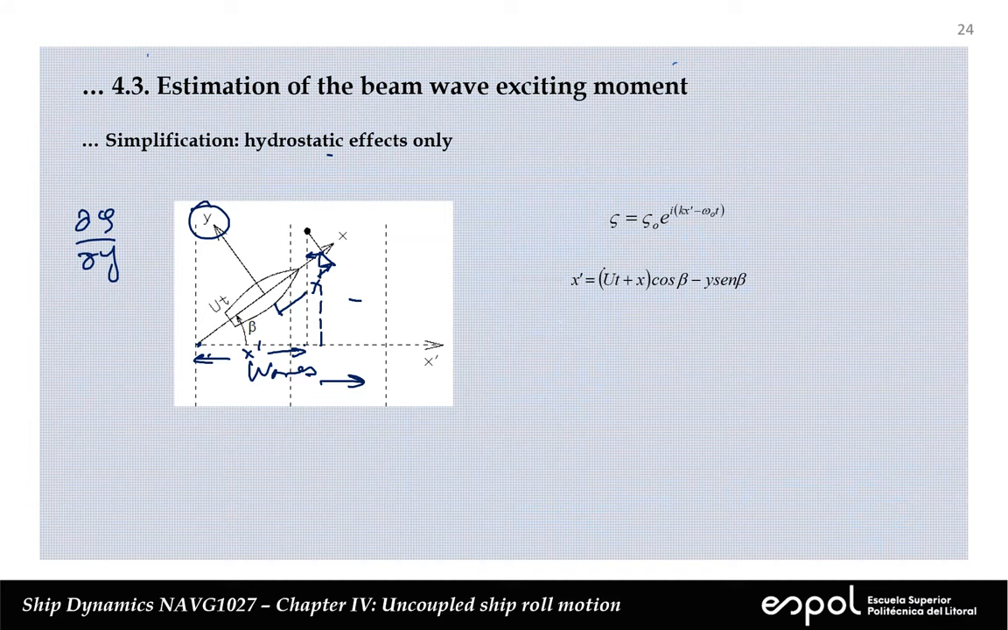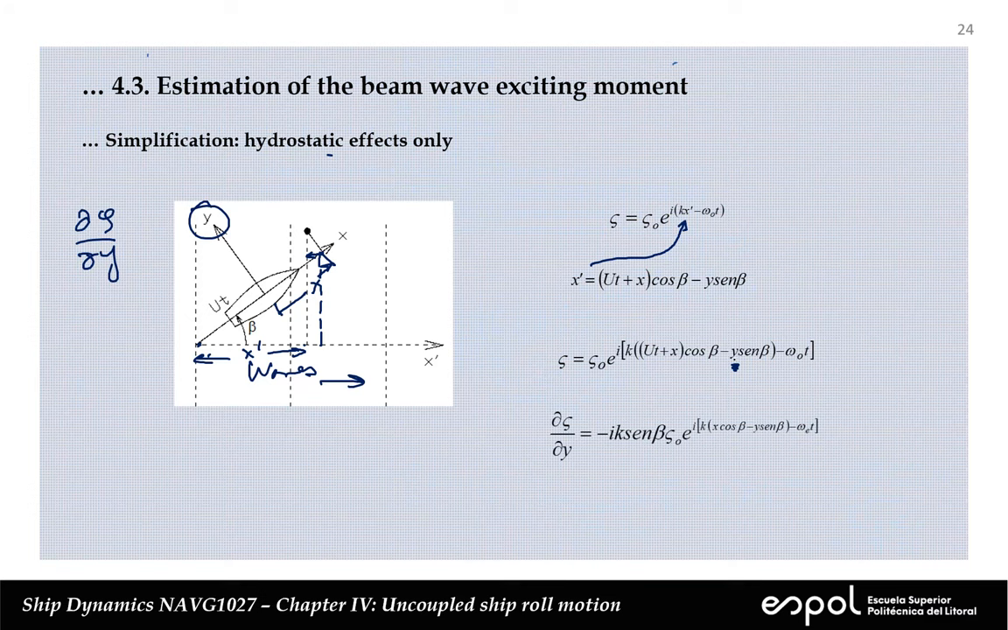Okay, now we have x prime here, so we can replace this into here. And after that, we have this. Now, you see that I have y here, and we need to differentiate this with respect to y, so it is easy to proceed. Differentiate that. We have to be careful because I have an I and k here. So it's I, k sine beta, resulting from the differentiation. We have z zero, we have the rest, and that's it.